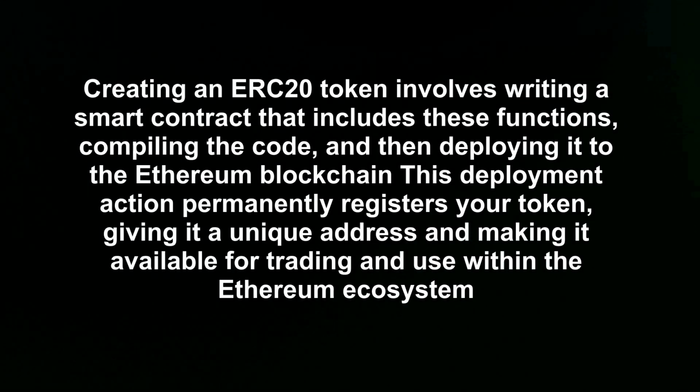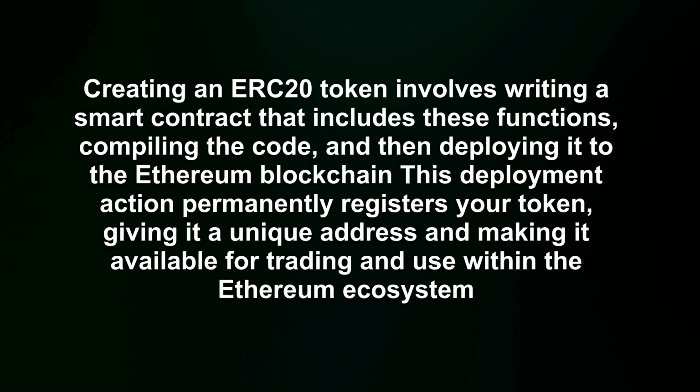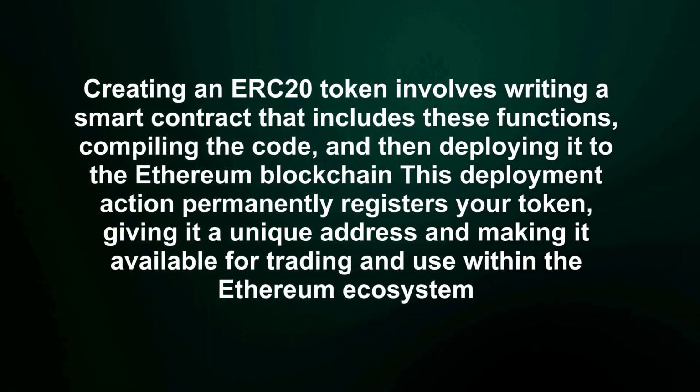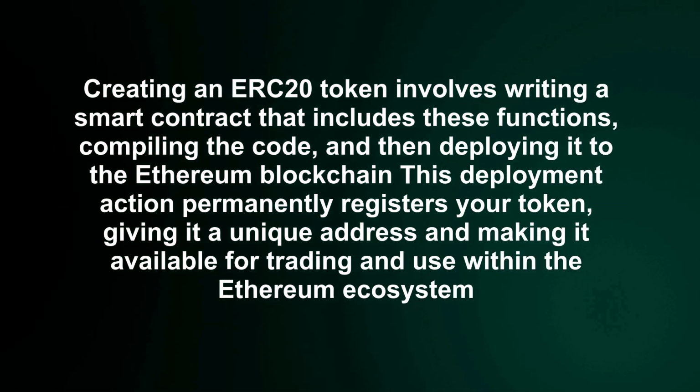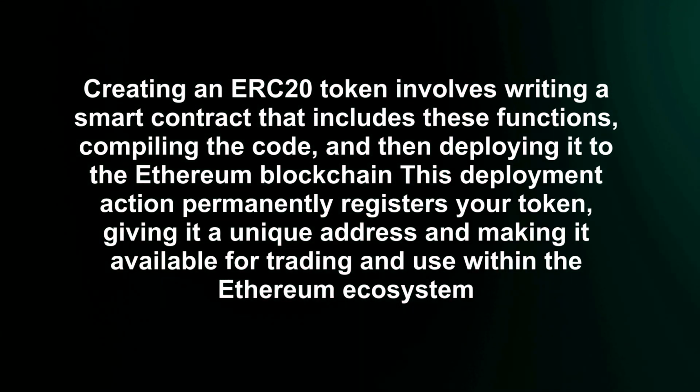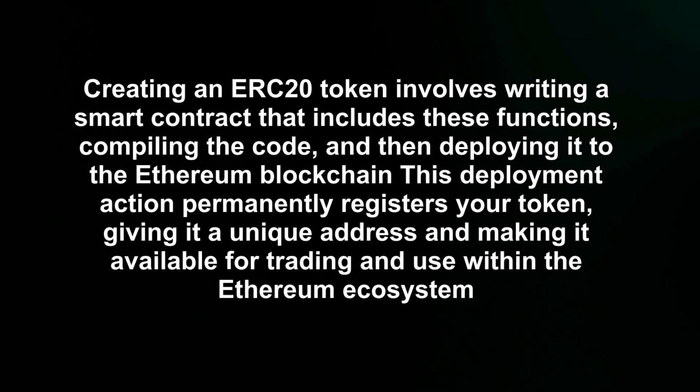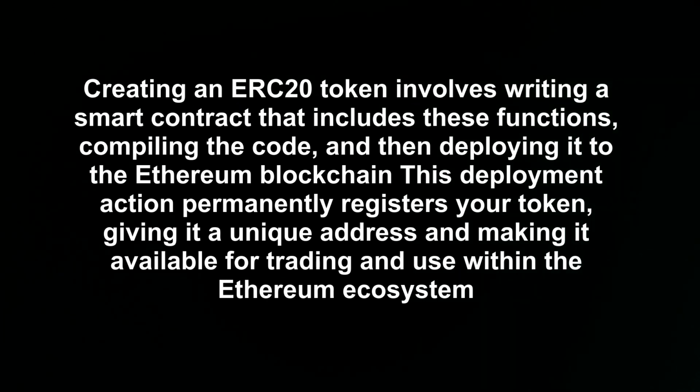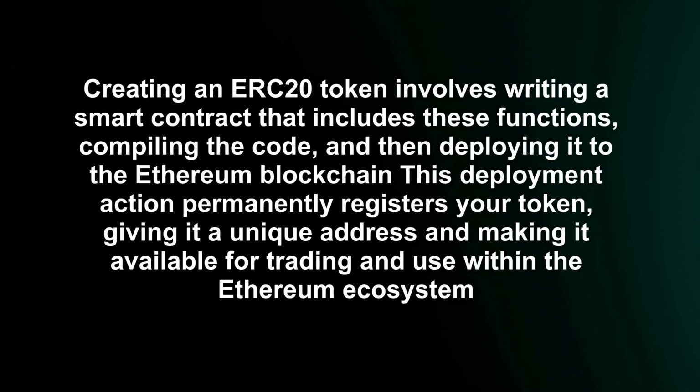Creating an ERC20 token involves writing a smart contract that includes these functions, compiling the code, and then deploying it to the Ethereum blockchain. This deployment action permanently registers your token, giving it a unique address and making it available for trading and use within the Ethereum ecosystem.